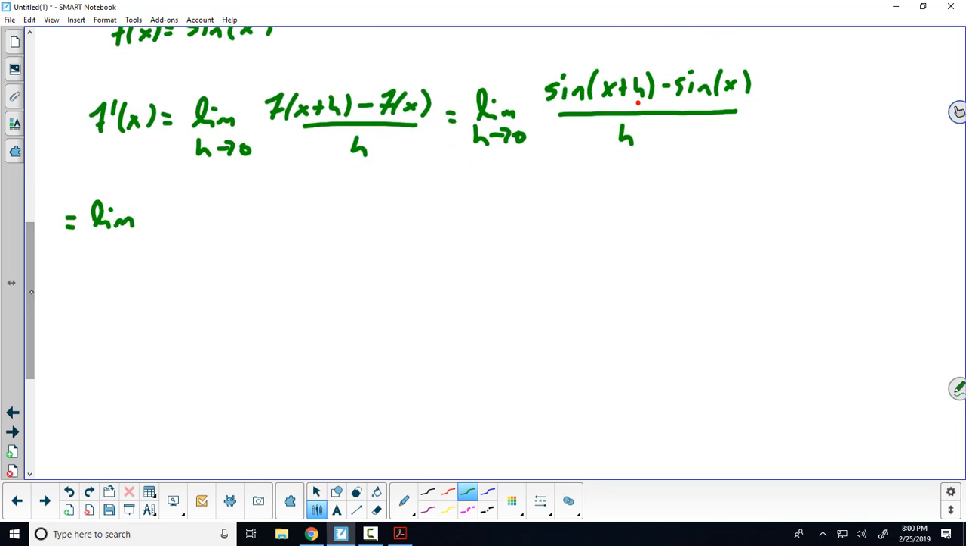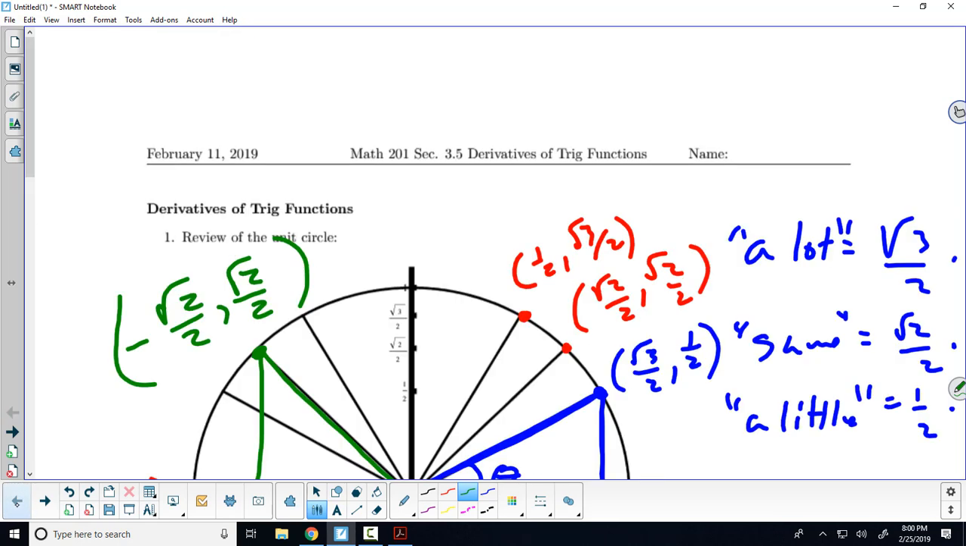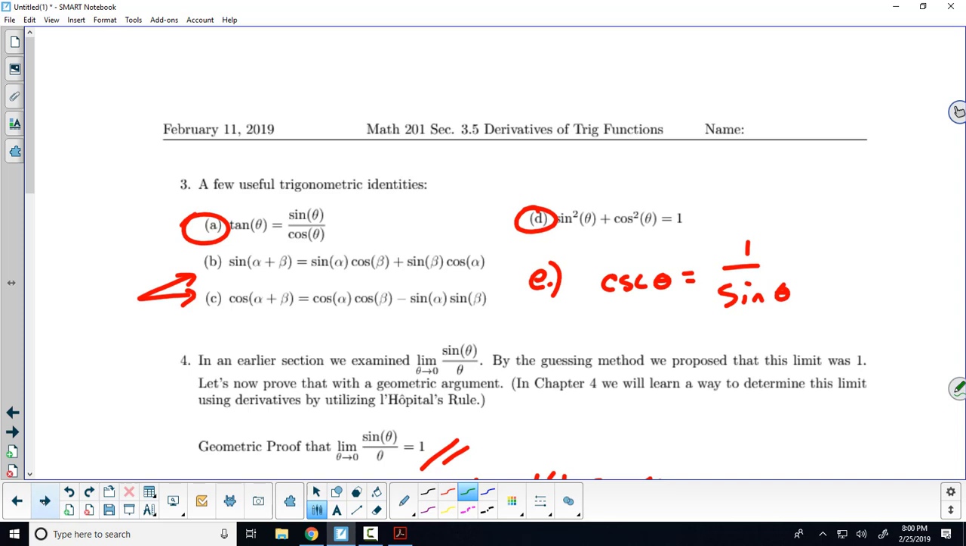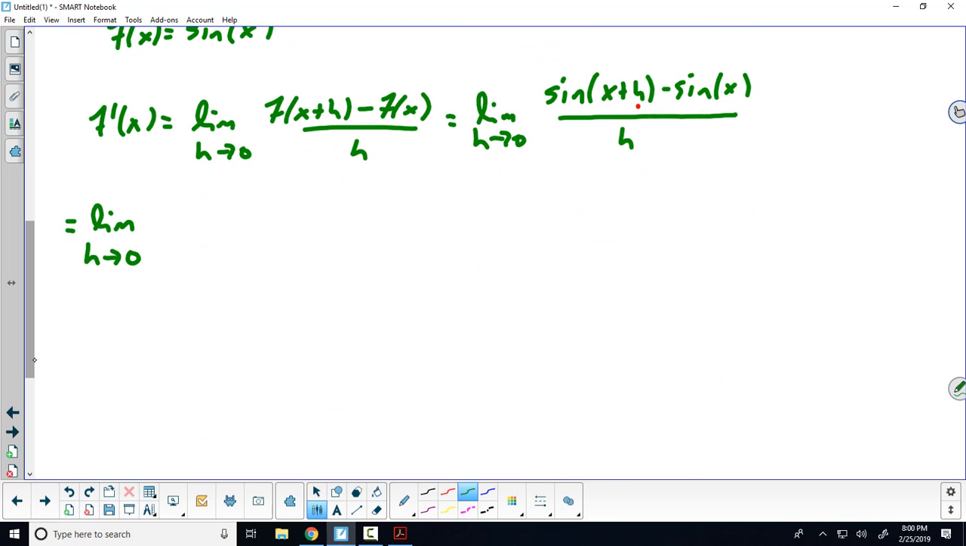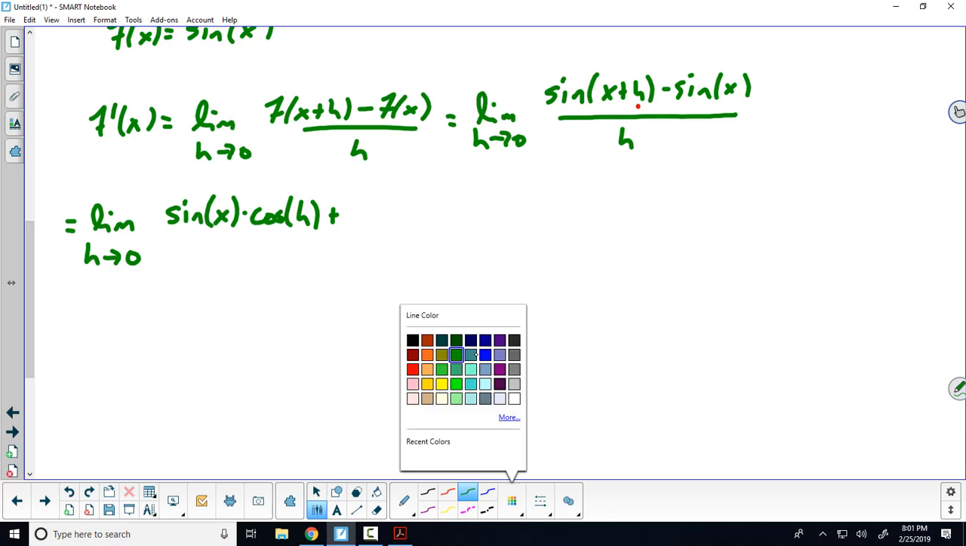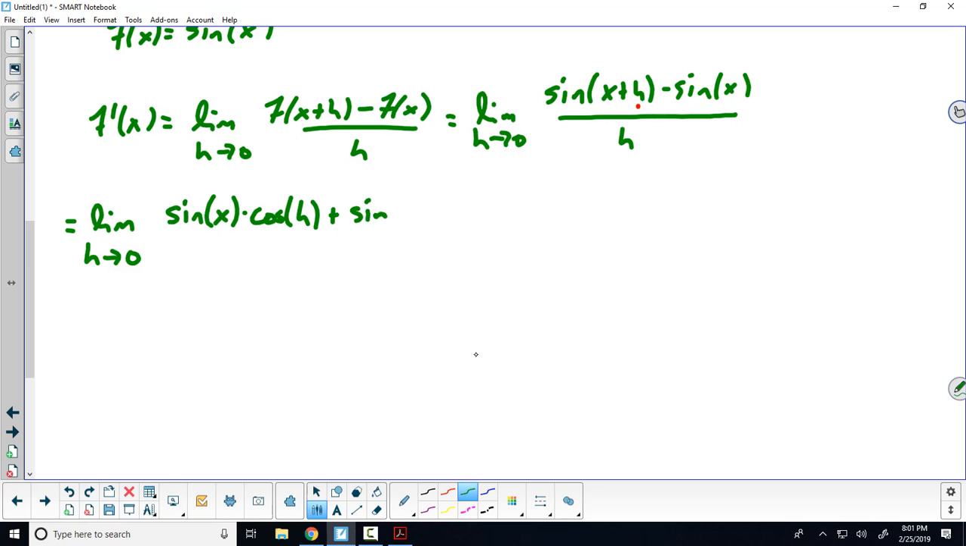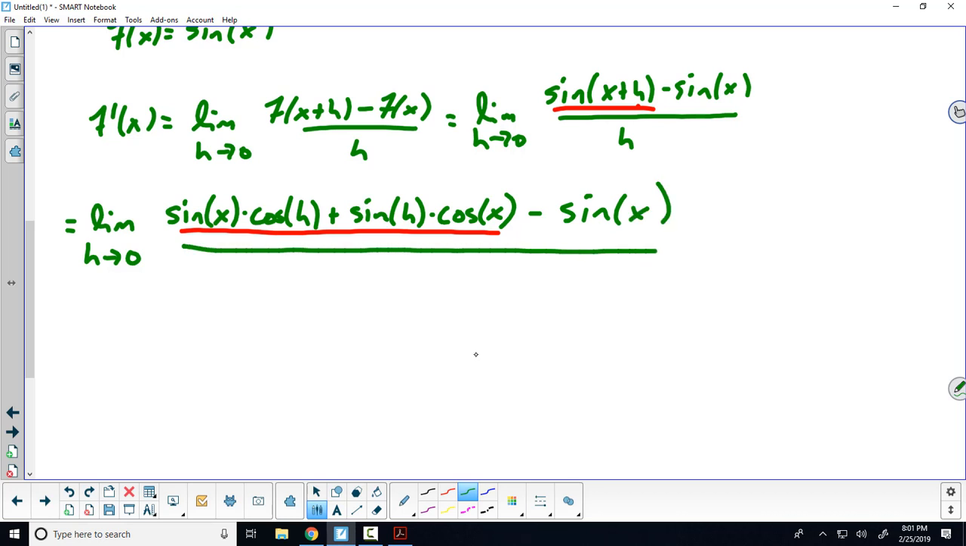The first one I'm going to use is the sum of two angles within a sine. Okay, so that's this identity right here. So it turns out that the sine of the sum of two angles can be written as the sine of x times the cosine of h, plus the sine of h times the cosine of x. So all of that is what I just did with this expression right here using my sum of angles identities. Minus the sine of x, that's just that lingering one, all divided by h.